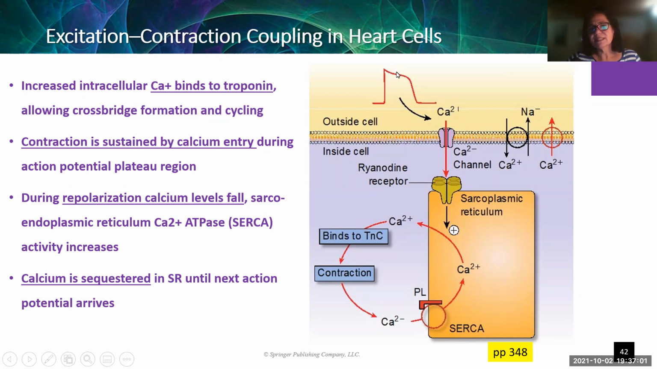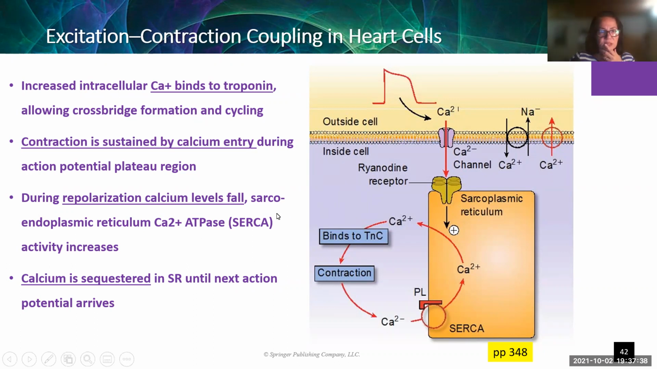Then when the cell repolarizes, remember, some ions have to move out of the cell, the potassium ions have to move out of the cell. When that's happening, we put away the calcium. So the calcium levels inside the cell drop. And we do it in a couple of ways. We push the calcium out of the cell, and we can store some of the calcium inside the cell in this sarcoplasmic reticulum, this organelle. It's basically the smooth ER.